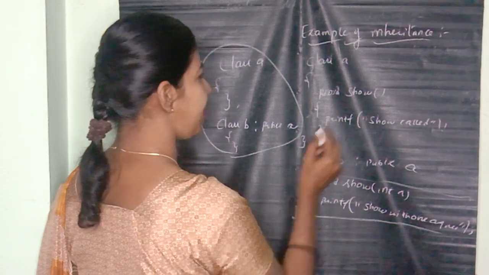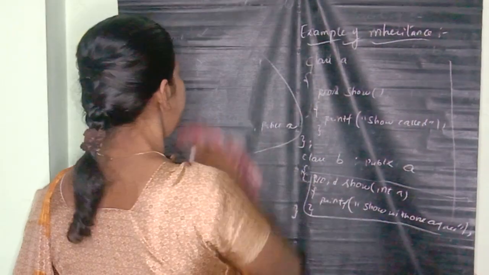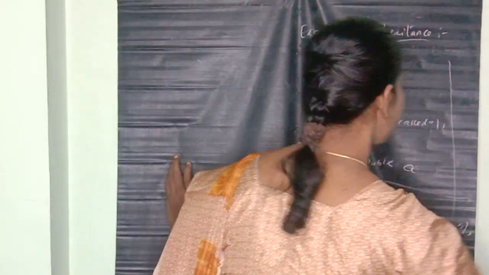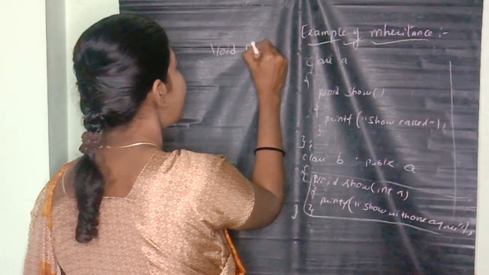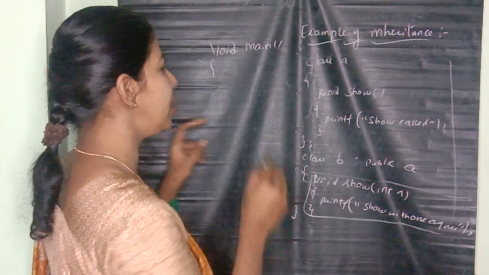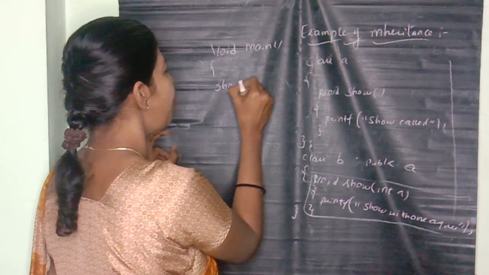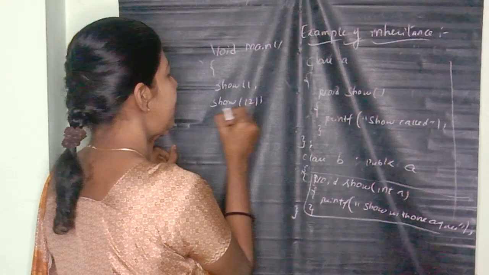Now I am creating the main function, void main. In the main function, I am calling the show function, and show with an argument, in the tutorial.